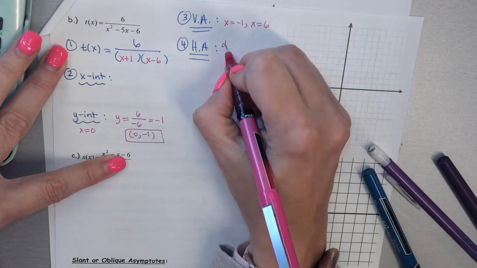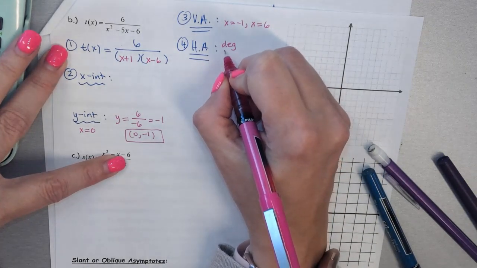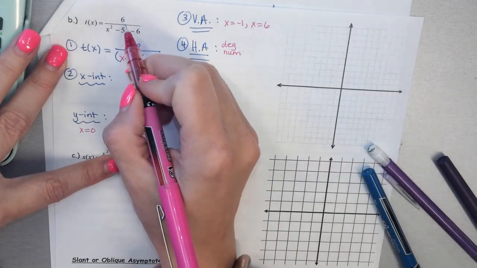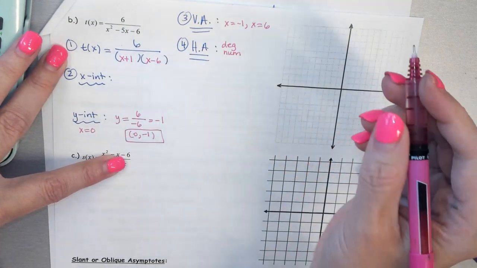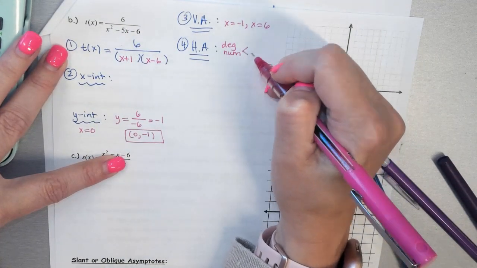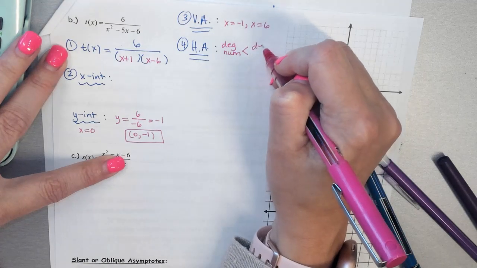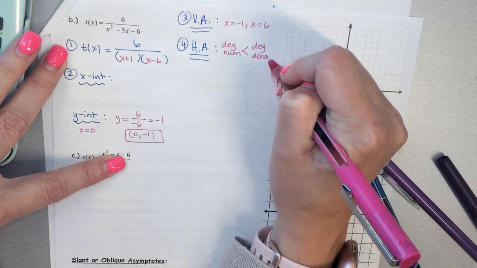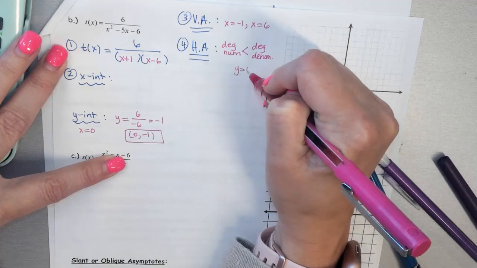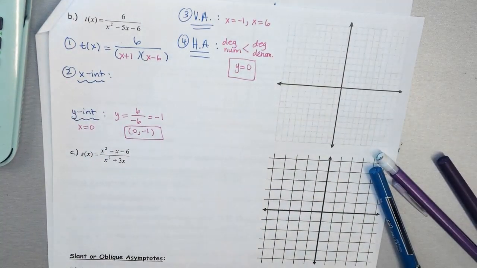And then for horizontal, compare the degrees. So the degree of the numerator is 0. The degree of the denominator is 2. So the numerator degree is less than the denominator degree, which means the horizontal is going to be y equals 0.